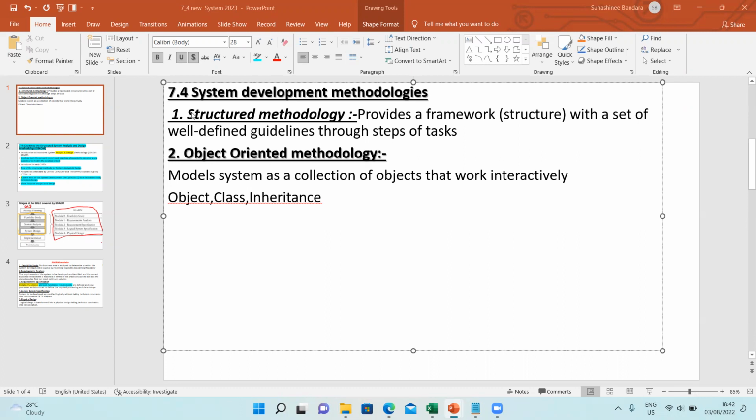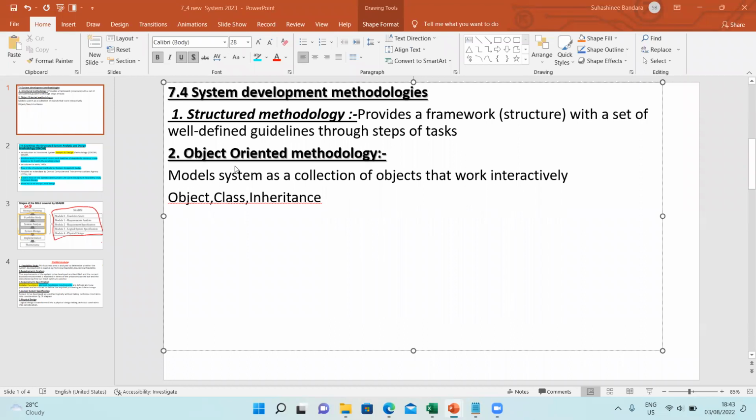Structured methodologies provide a framework structure with a set of well-defined guidelines through each step of the task. For example, if we have a project to build a library system for a school, we are using the system development life cycle. While using it, we are using a structured framework methodology. That one we call a structured methodology.